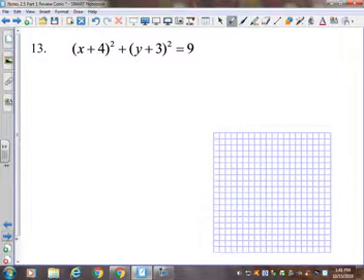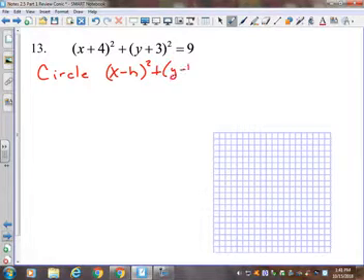circle. How do I know it's a circle? It's because it's got two squares, it's got addition, and they don't have different numbers under them. So this is a circle. This goes back to the formula. X squared plus y squared equals r squared, where H and K stand for how much you moved it up, down, left, or right for the center.